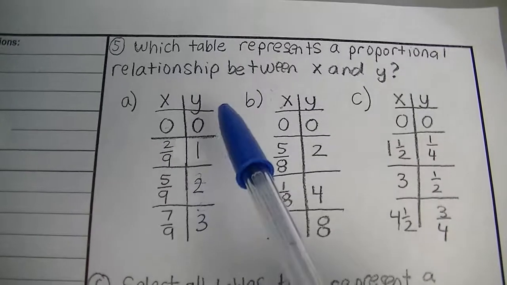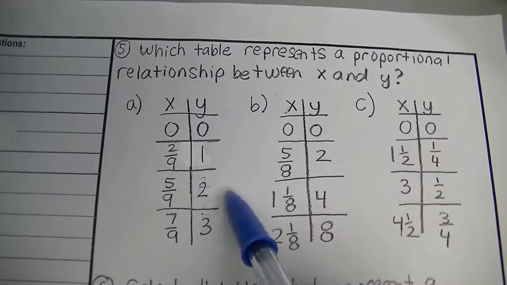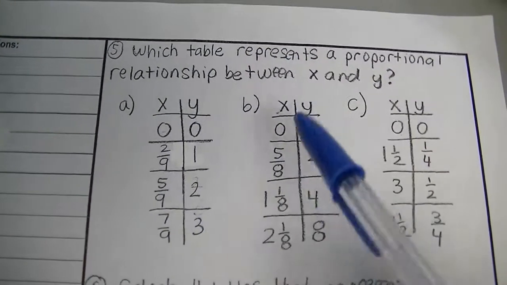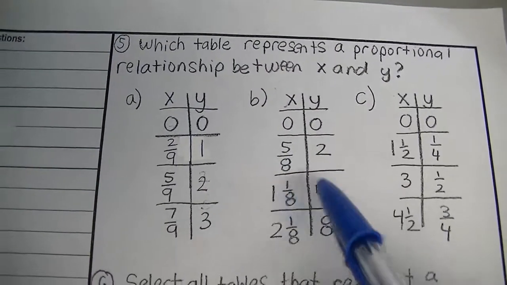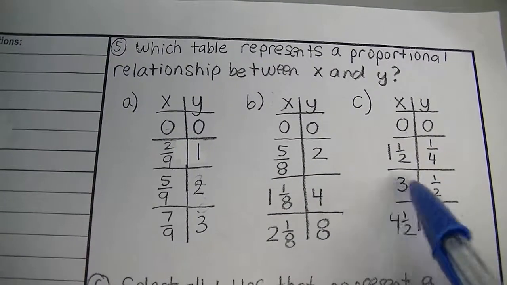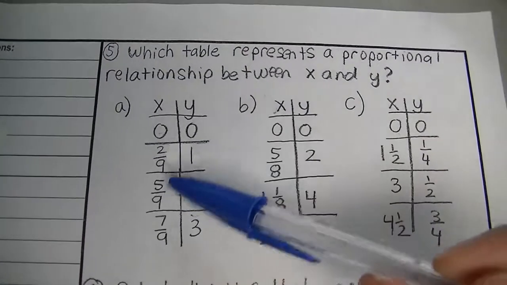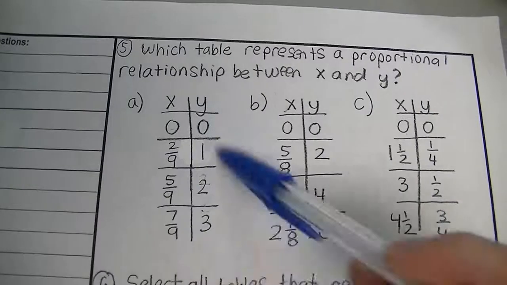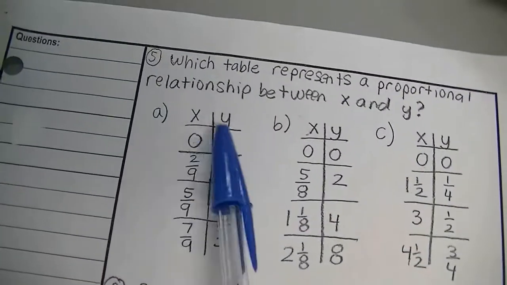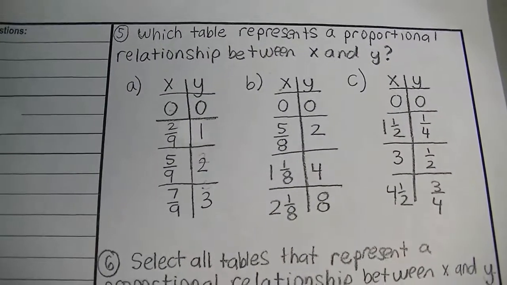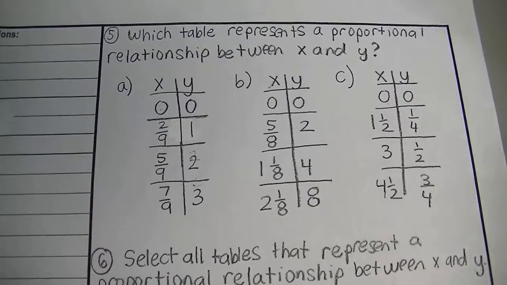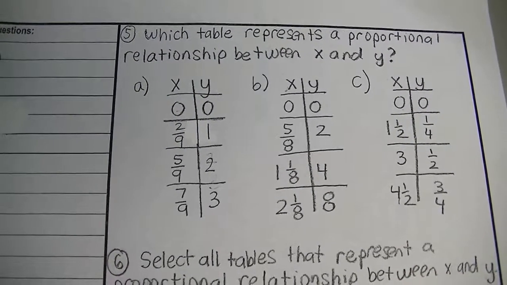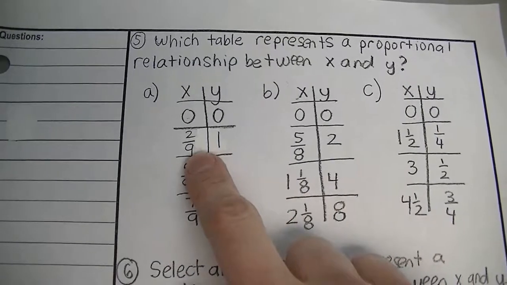So remember, unit rate is y divided by x. So you're going to do y divided by x for every single relationship in each table. And the table that does have a proportional relationship will have a consistent unit rate. And that will be your answer, okay? So I'm going to go ahead and do this with you. But if at any time you're like, oh, I get this, I want you to try it on your own, okay? So y divided by x, and I'm going to go 1 divided by 2/9.